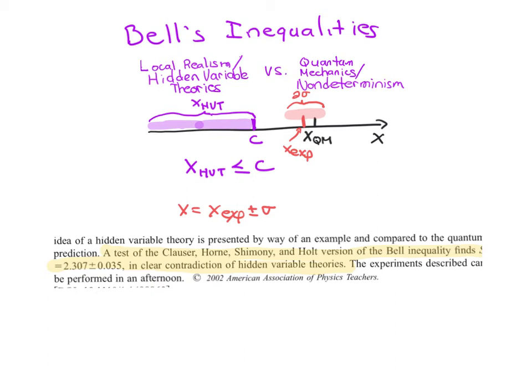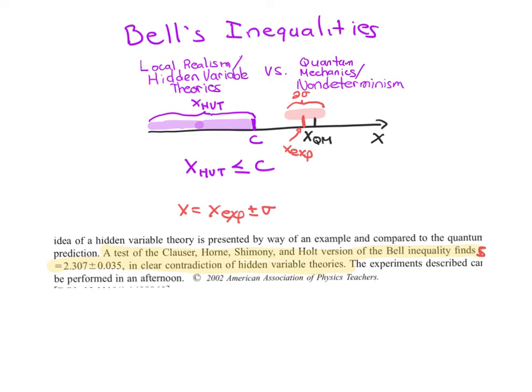Abner and his friends identified this quantity, which is called S. And they concluded, and you'll see when you read the paper how to calculate S, it's derived from the joint probabilities that you can measure experimentally. And Abner and his friends concluded that if you had a hidden variable or any local realism based theory, the value of S had to be less than 2.